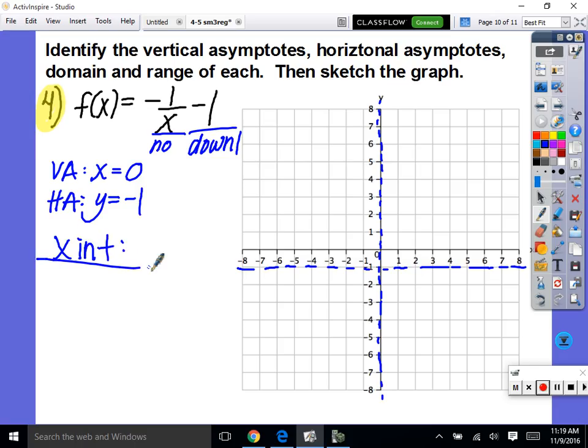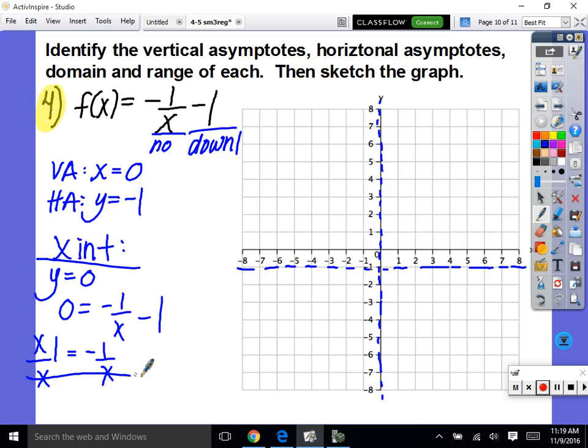So x-intercept is when y equals 0. So plug in 0 is equal to negative 1 over x, minus 1. Solving for x, you'd add 1. 1 is equal to negative 1 over x. We need a common denominator, multiplied by x over x. Now we can ignore the denominators. So we have x is equal to negative 1.